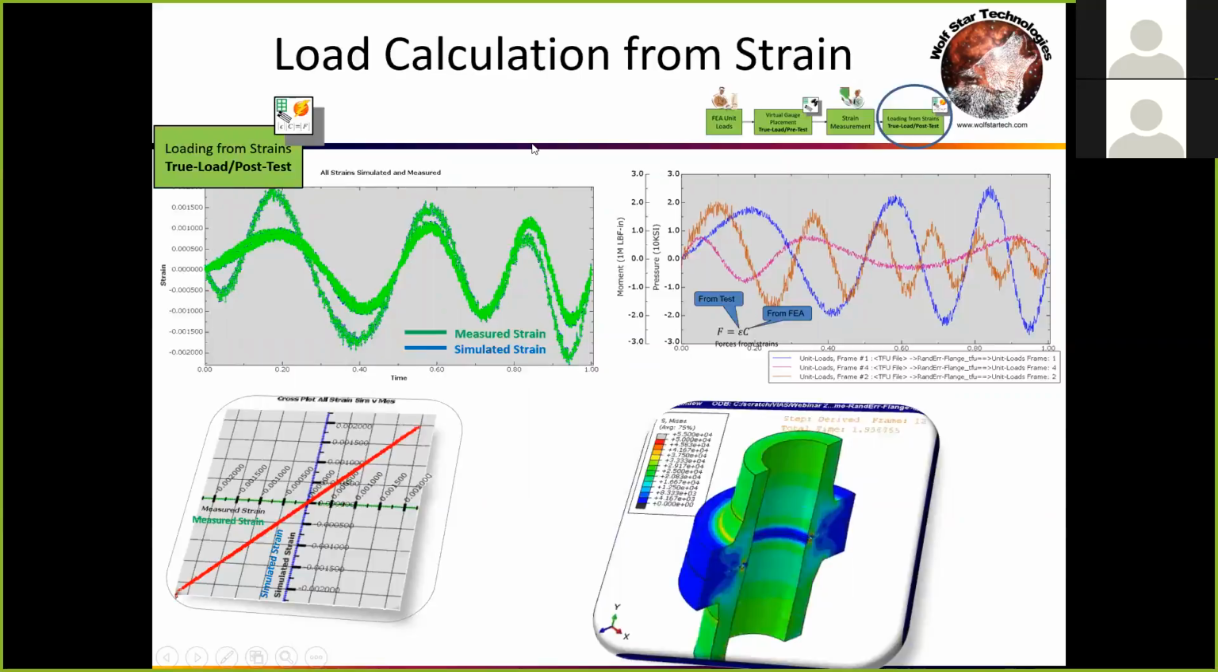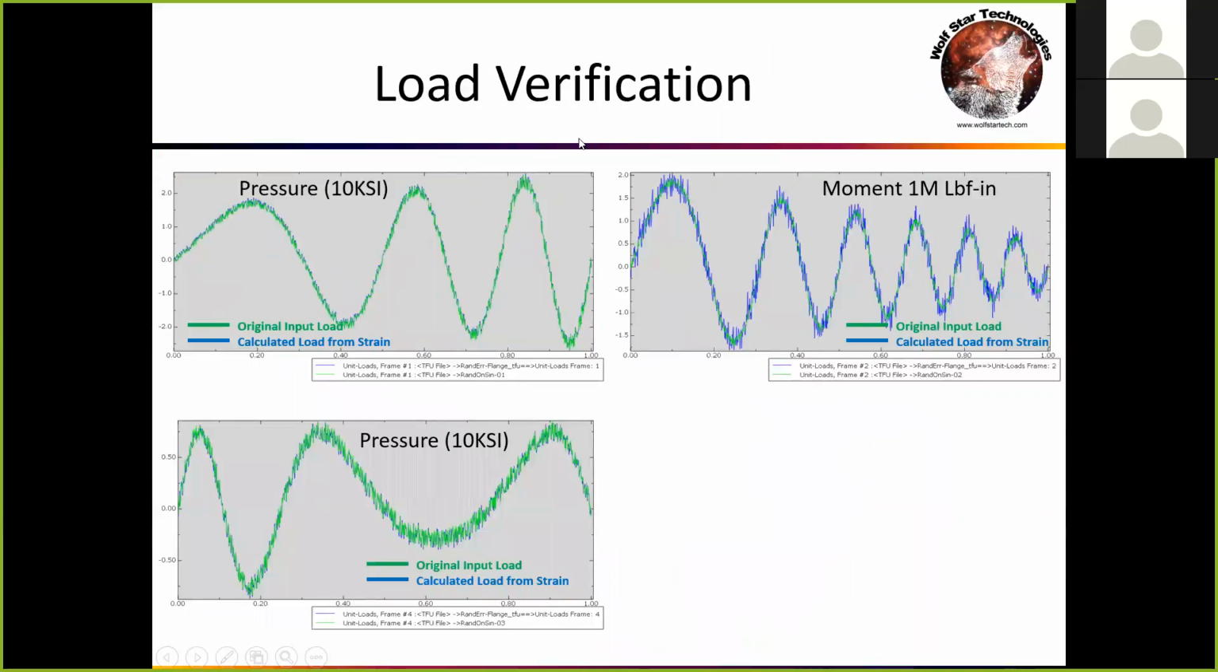And now, if we go back and take a look at the load verification of looking at the original input loads versus the calculated loads from true load, showing that we're doing an excellent job in recovering the loads on this flange.